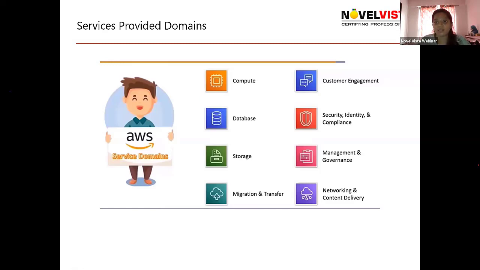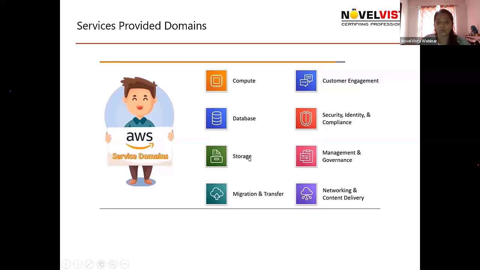So what does it mean? Simply, they can send a mail to the customer for the new launching of brands, offerings of the brands. So these kinds of notification services, customer engagement services, are also provided by the cloud provider, that is AWS. Then security services, identity services. So this many services are provided.